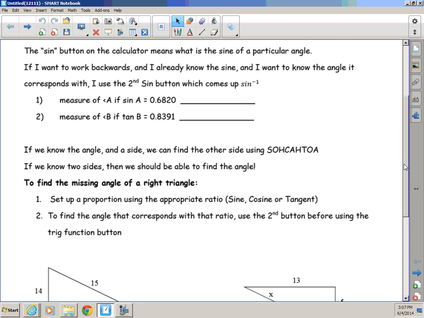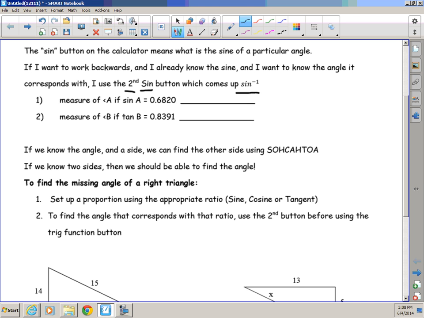Now, what you need to remember is that when we're finding angles, we need to tell the calculator that we're finding angles. So you have to remember to use the second sine, cosine, or tangent button so that your calculator knows that it's using the sine, cosine, or tangent of -1. All right. Some of the calculators show sine, cosine, tangent, -1. Others don't. It's just a function of the calculator.